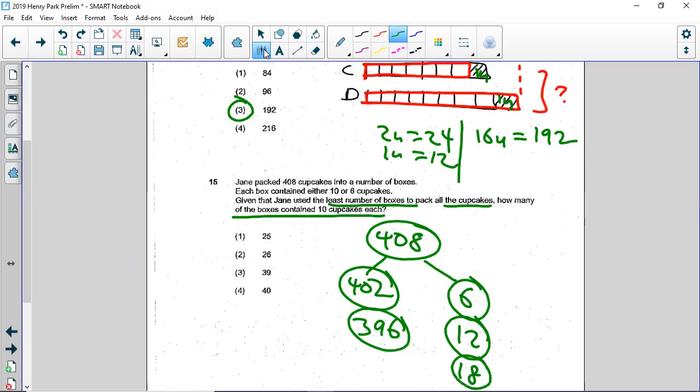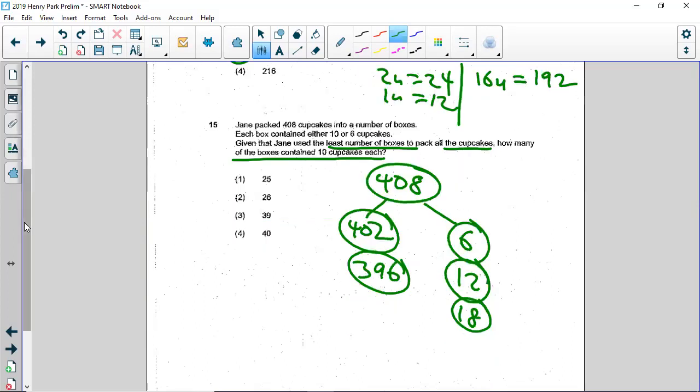So you have 3 boxes of 6 cupcakes. And then how many is the remaining? 408 minus 18, you have 390 cupcakes. Can you put all these cupcakes into boxes of 10? Yes, you can. You divide by 10, you can put 39 boxes of 10.